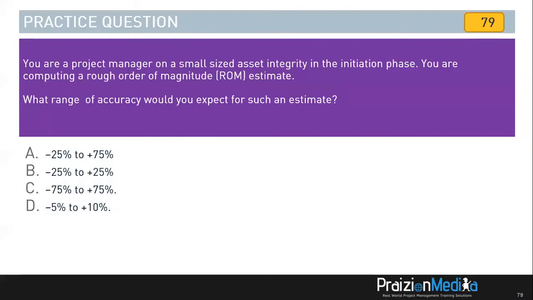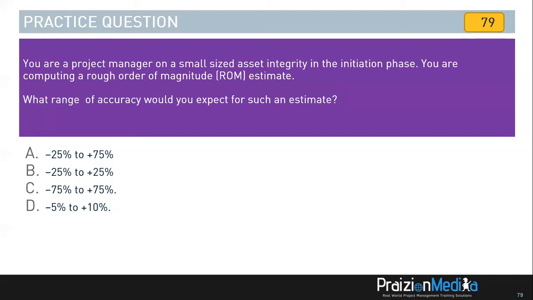You are a project manager on a small-sized asset integrity project in the initiation phase. You are computing a rough order of magnitude ROM estimate. What range of accuracy would you expect for such an estimate? Do hit the pause button for more time. I will reveal the answer shortly.